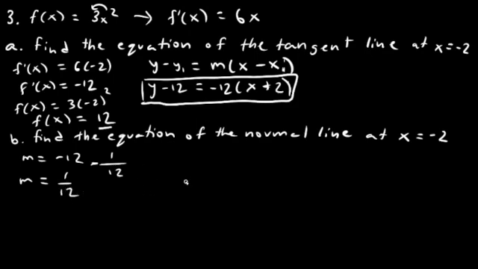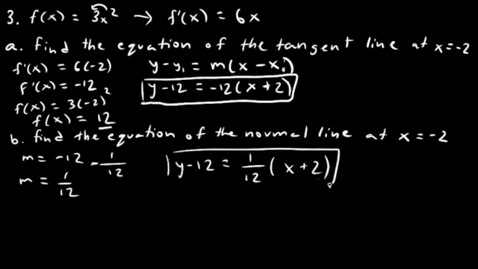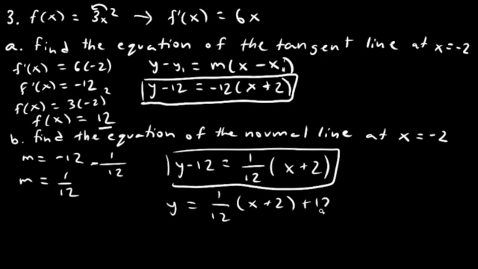And so now we can just rewrite the other equation. So y minus 12 is equal to 1 over 12 times x plus 2. And this would work as our answer, right? Or you could just add 12 on both sides to get y equals 1 over 12 times x plus 2 plus 12. So this also works. And so this is basically how you find the normal line and the tangent line.